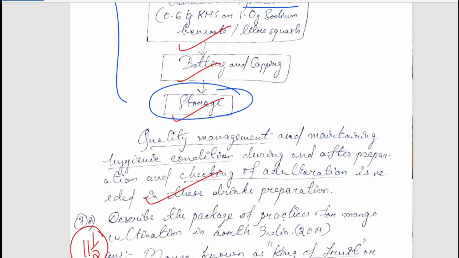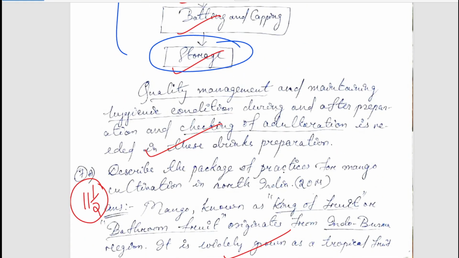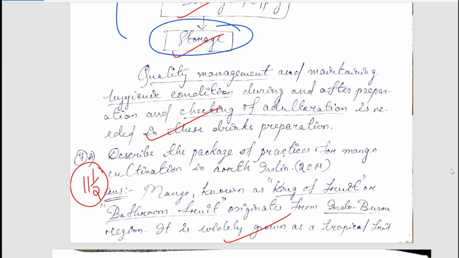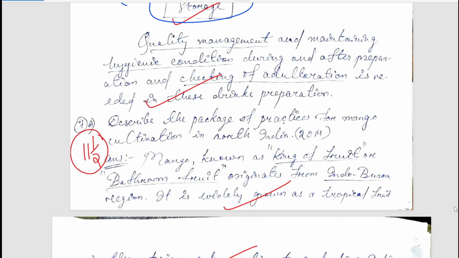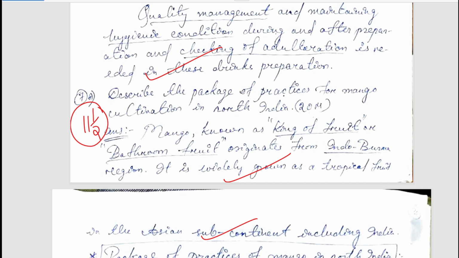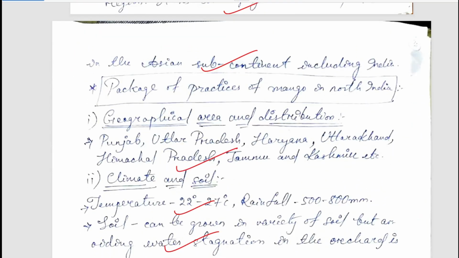So this was the method through which we can make ready to serve drinks and squashes. Now the next question is, describe the package of practices of mango cultivation in North India. So obviously mango is known as the king of fruits, and I think its package of practices have been mentioned.